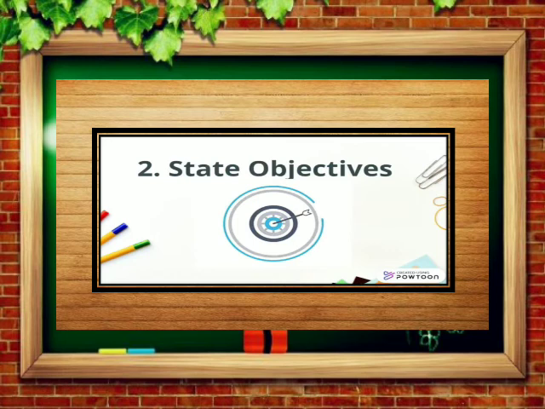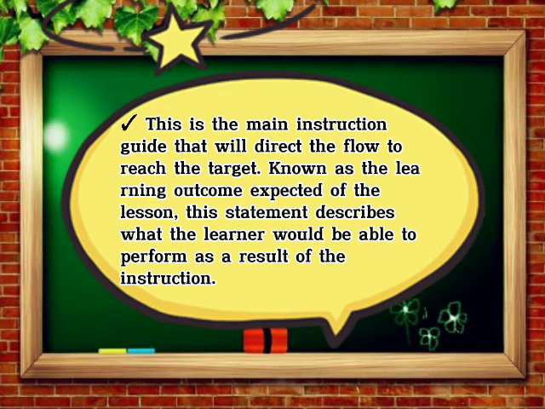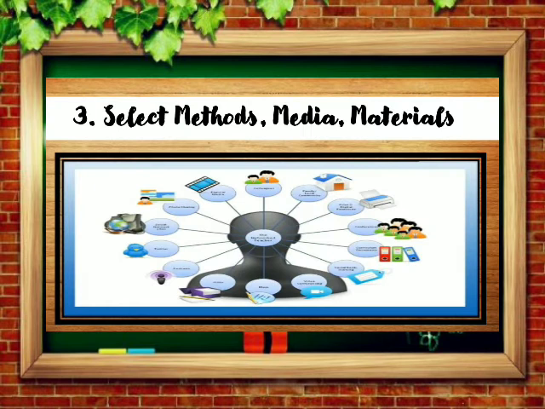The second step of the procedure is state objectives. This is the main instruction guide that will direct the flow to reach the target, known as the learning outcome expected of the lesson. This statement describes what the learner would be able to perform as a result of the instruction. The third step is select methods, media, and materials.